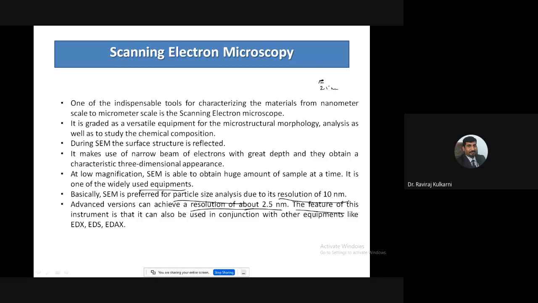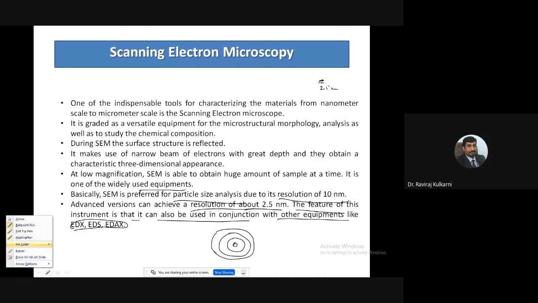The feature of this instrument is that it can also be used in conjunction with other equipment like EDX or EDS; both mean the same, energy dispersive X-ray. See, this is an atom. For example, I'm drawing the nucleus of an atom, with the first orbit, second orbit, third orbit, like this. Electrons are here, revolving around the nucleus.